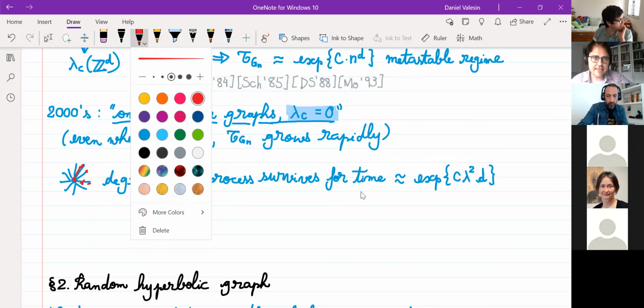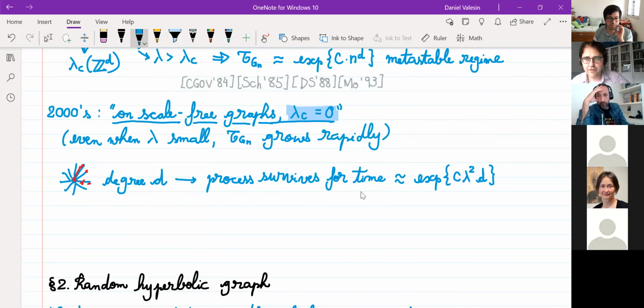So this star alone, even without the help of the rest of the graph, holds the infection for a time that is exponential of a constant times lambda squared times the degree of the star. That means that if d is much larger than 1 over lambda squared, then this time is very big. So this is the relevant size of a star. If you fix lambda, then this is what decides what is a star from the point of view of the contact process.